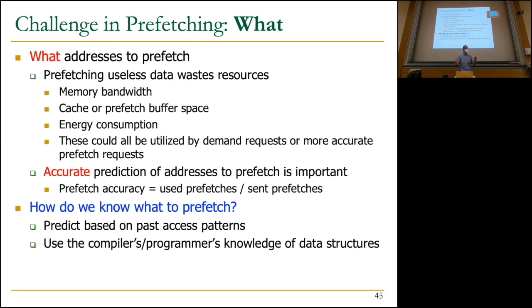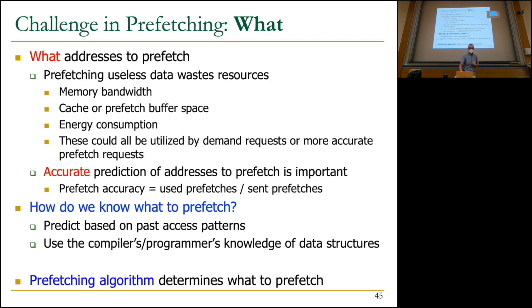But the downside is, if it's really aggressive, at some point the processor may stop accessing things in a strided manner, right? Maybe it stops at A plus 20. The prefetcher kept going on. It went up to A plus 64, and a lot of things may be useless, right? Or you can use programmers' or compilers' knowledge of data structures, especially in software prefetching or thread-based prefetching, and this is also very interesting.